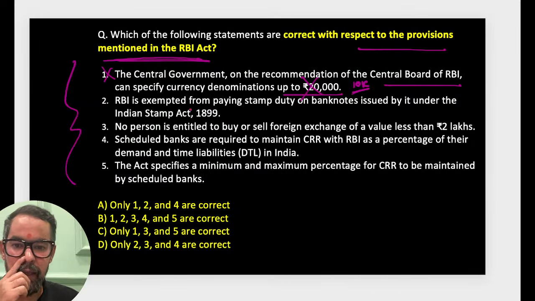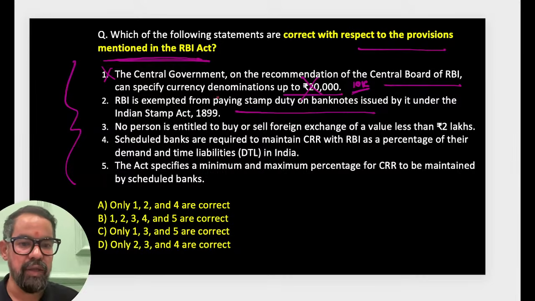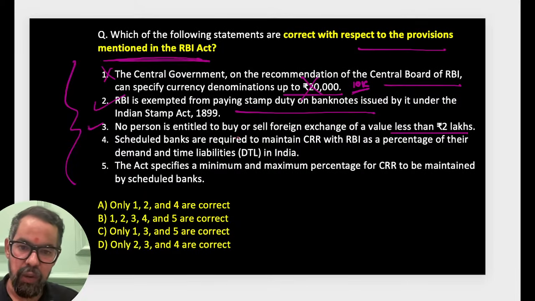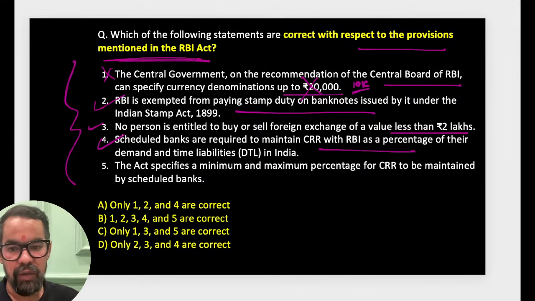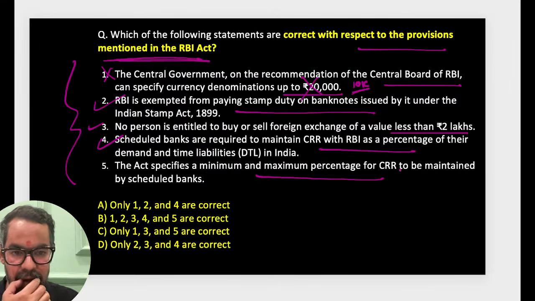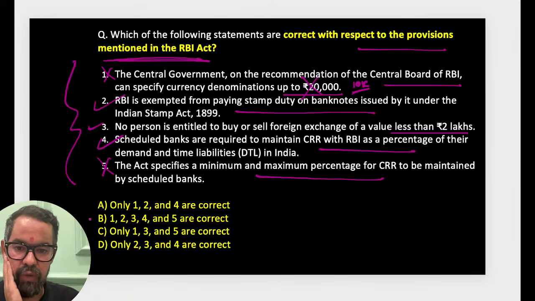Next one, RBI is exempted from paying STT or stamp duties and others on banknote. Yes. No person is entitled to buy or sell foreign currency value less than 2 lakhs. That is also correct. Scheduled commercial banks are required to maintain CRR and SLR percentage of their DTL. True. The Act specifies minimum and maximum percentage of CRR to be maintained by scheduled banks. ठीक है. So now we do not have that, now we have fixed. So 2, 3, 4 means D will be the right answer for this one.